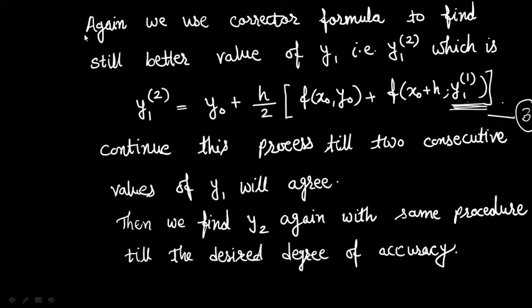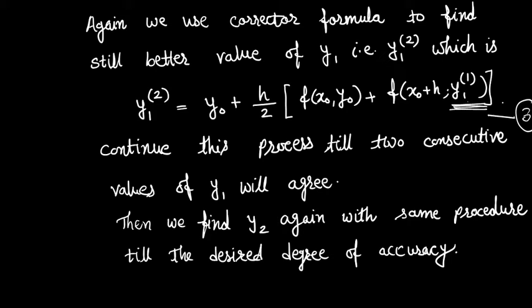Similarly, we find out y1 of 2. The only difference in the formula is the last term: instead of function of x1, y1, we write x1, y1 of 1, and we continue this process till two consecutive values of y1 agree. Then we find y2 again with the same procedure till the desired degree of accuracy. This is the first iteration.